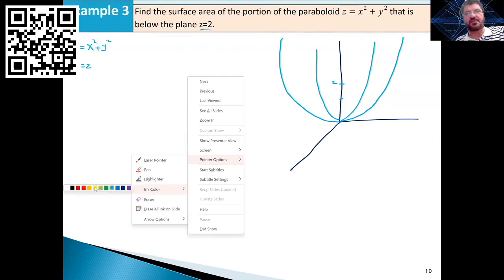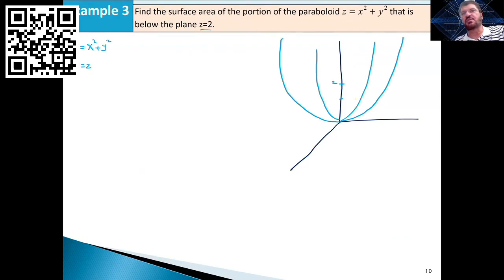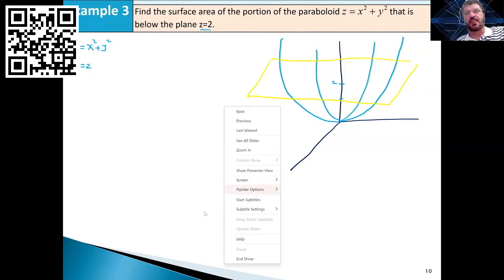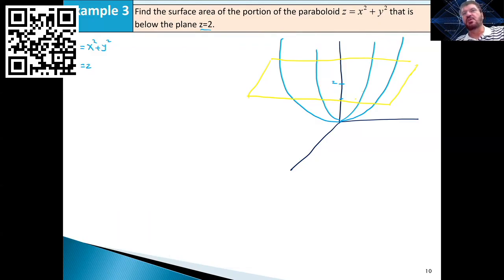I will erase it in a minute. Here is a plane. I'm going to make it somehow with a faded color. This is, guys, the plane z equals 2. It will cut it like that. What's the result of the cut? The result is going to be this circle. So z equals 2 is going to come and everything above is going to go away. So we are left only with this one. So this is our circle at z equals 2.